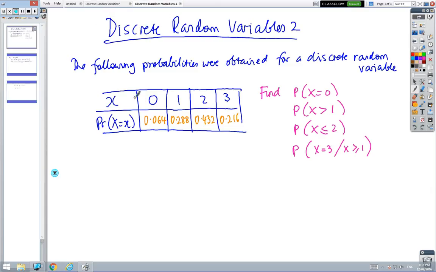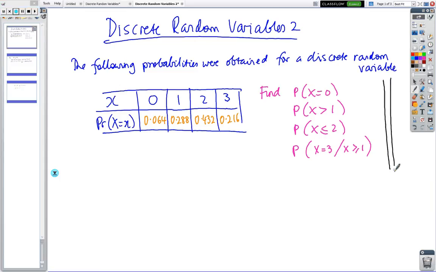Okay, so we're looking at our next video on discrete random variables. The previous one was on the definition, so we're just looking at a few other types of questions you might get. I don't know what x is measuring, but I've got the following probability distribution table, and I'm going to answer these questions here.